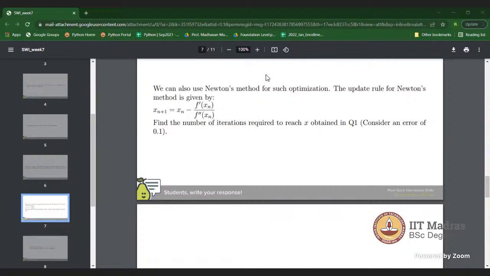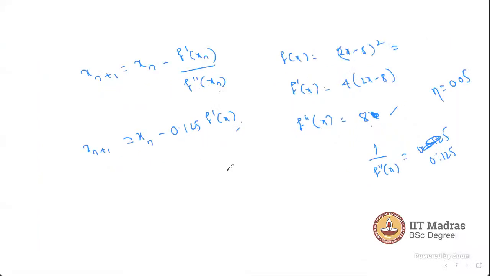Can you just go back to your calculation sheet and quickly check? That would be helpful. So what do we have? What is the value of f dash of x for the first iteration?